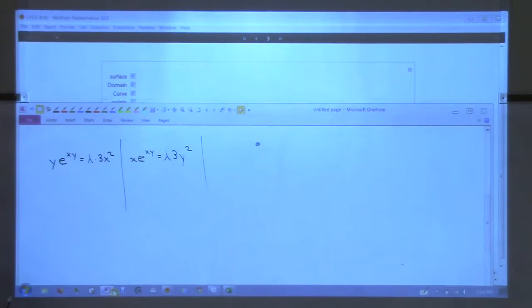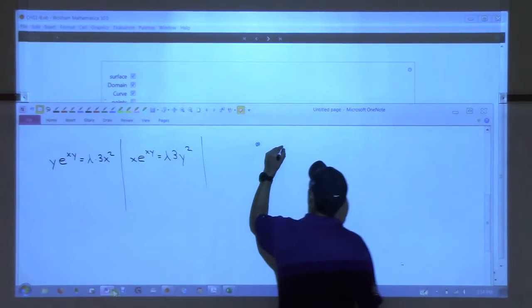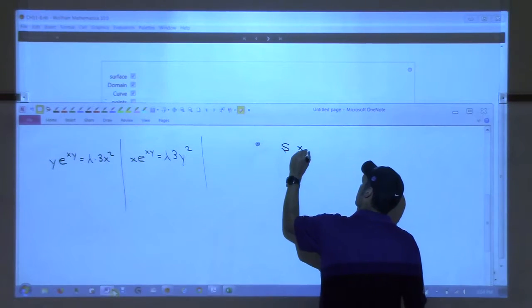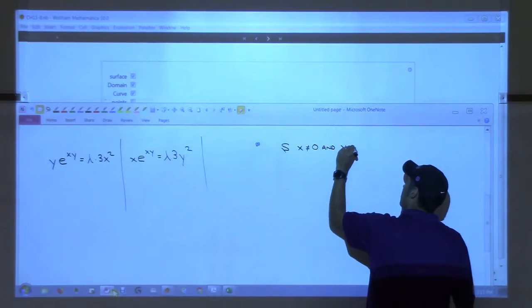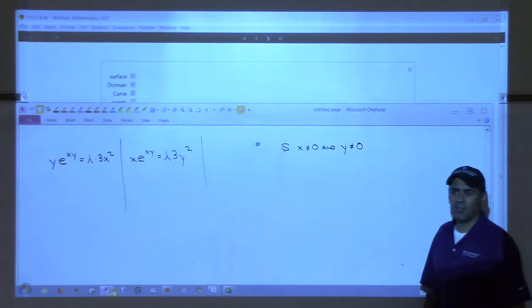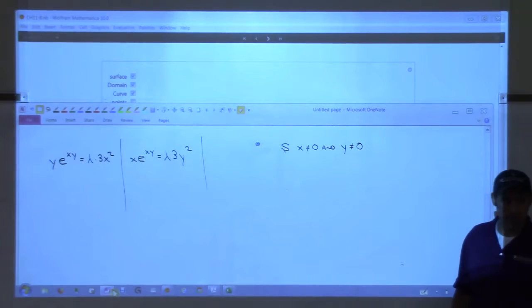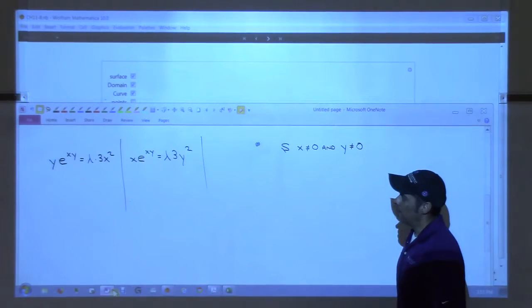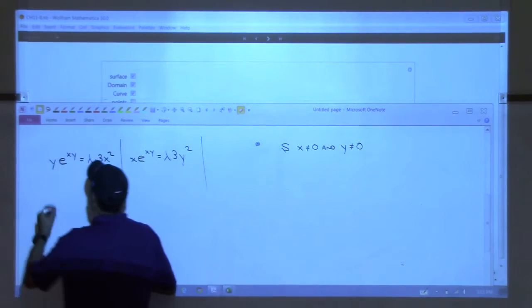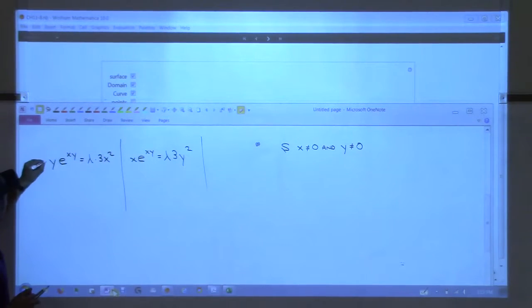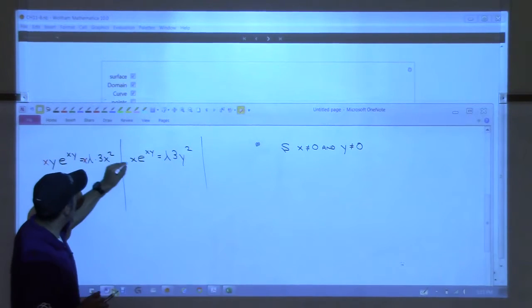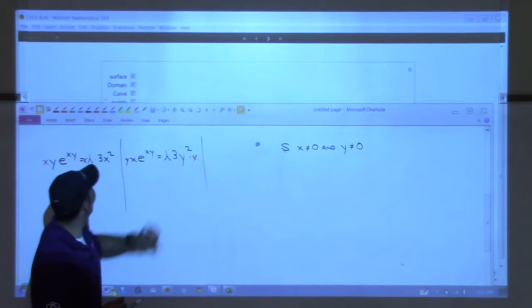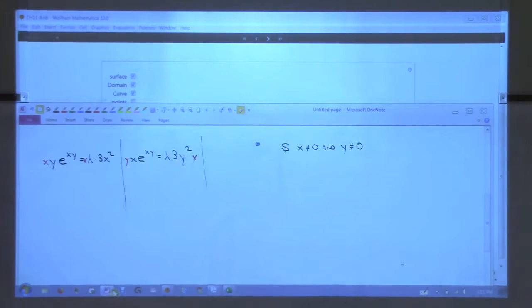What I'm going to do is say, suppose x is not zero and y is not zero. Okay, suppose they're both not zero. I'm setting that up. Now I'm going to multiply both sides of this equation by x, and I'm going to multiply both sides of this equation by y. Now, why did I do that? Look at the left side of this equation. What is the left side?